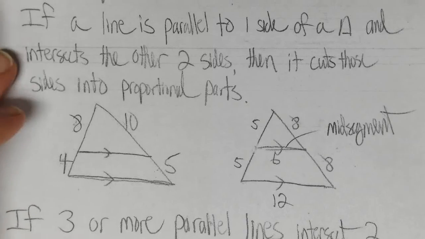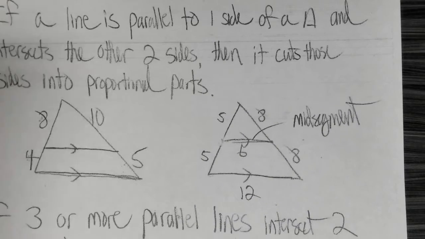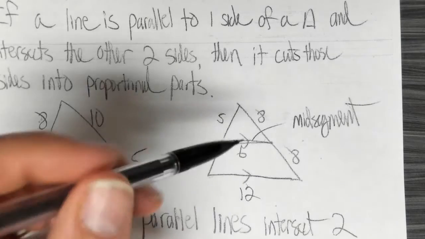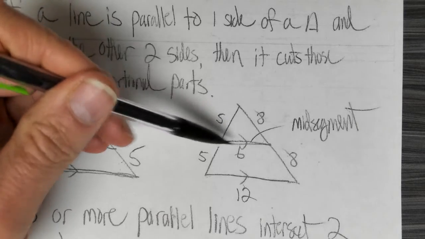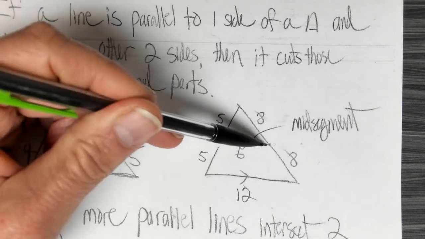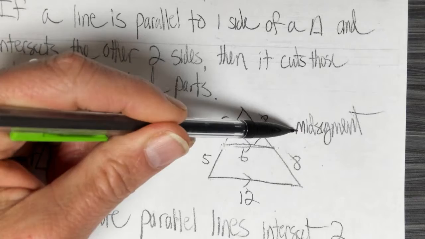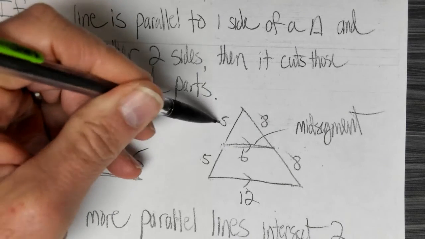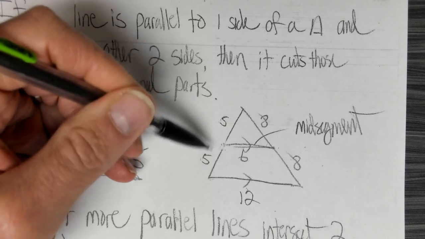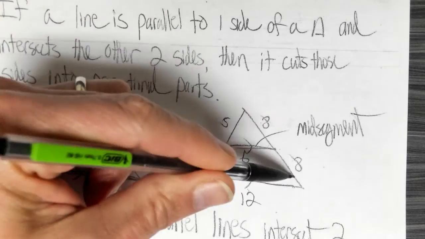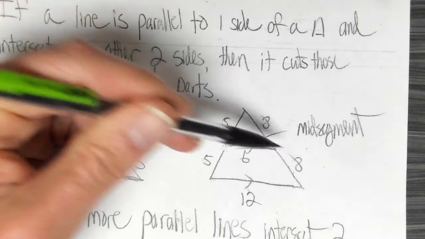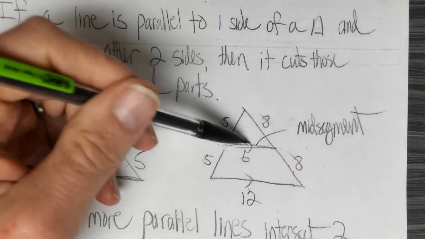All right, let's see. Also, if I have another segment that's parallel to this side of the triangle, and let's say it hits right at the midpoint of each one of these other sides. So remember, that's called the mid segment. And so if both of these sides are the same, 5 and 5, all right, so 5 divided by 5 is 1. And if both of these are also the same, 8 and 8, that's also 1. So it still makes them proportional when it's parallel.